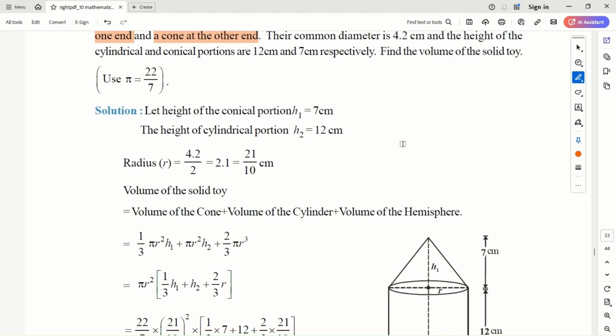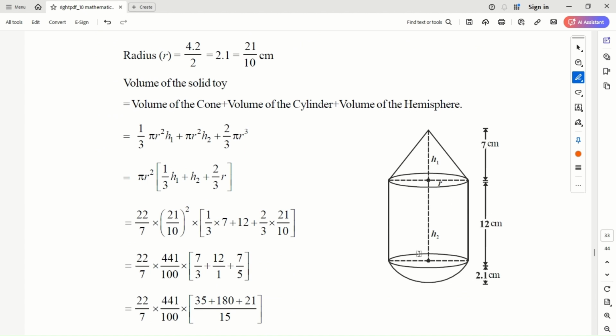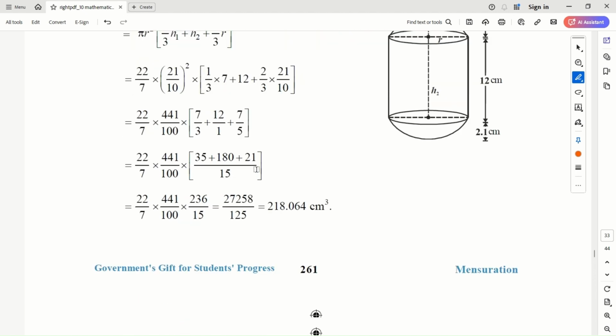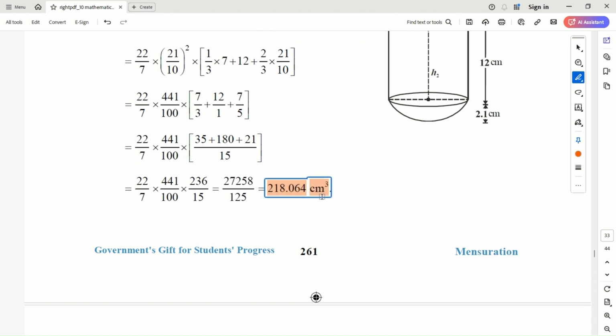So since it's a volume question, it is just added extra, right? Each one is added to each other. Okay, not inserted into the other, right? So obviously, volume of the solid is the sum of three individual volumes. Okay, this is the formula. 1 by 3 pi r square h1 is the cone volume. Cylinder volume is pi r square h2. Hemisphere volume is 2 by 3 pi r cube. You just substitute the right numbers there, you will get the answer. Okay, this is the answer.